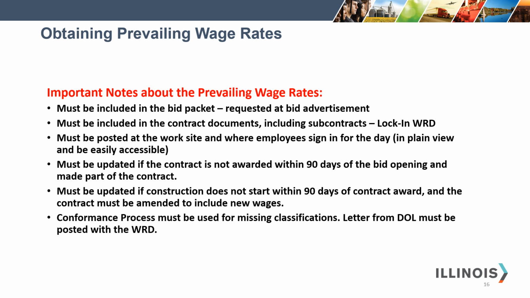They must be updated if the contract is not awarded within 90 days of the bid opening, and they must be made part of the contract. Wage rates must be updated if construction does not start within 90 days of contract award, and the contract must be amended to include new wages. The conformance process must be used for missing classifications, and the letter from DOL must be posted with the wage rate determination.